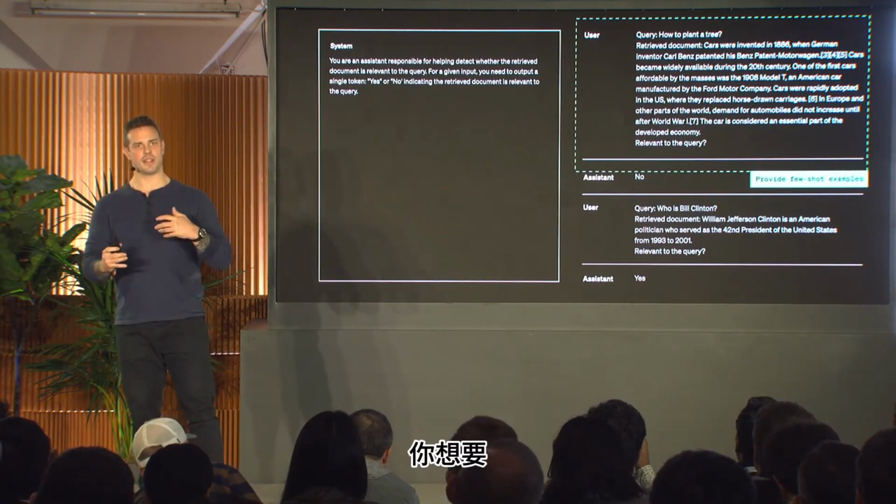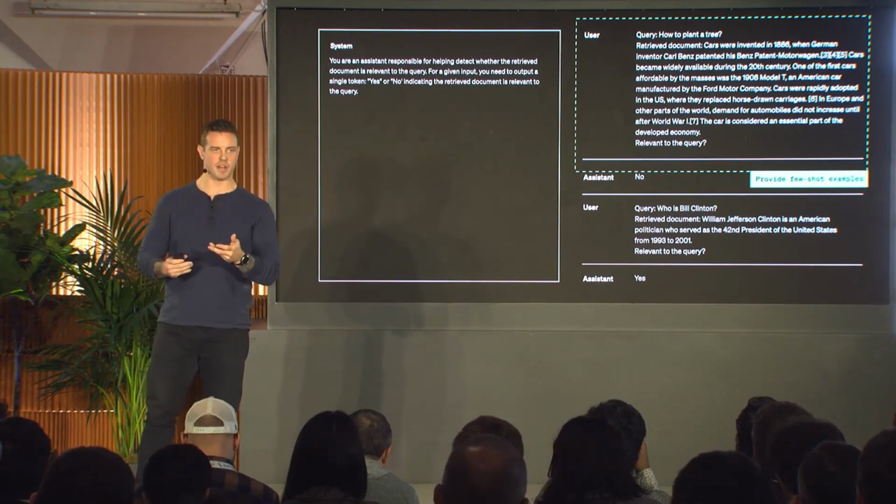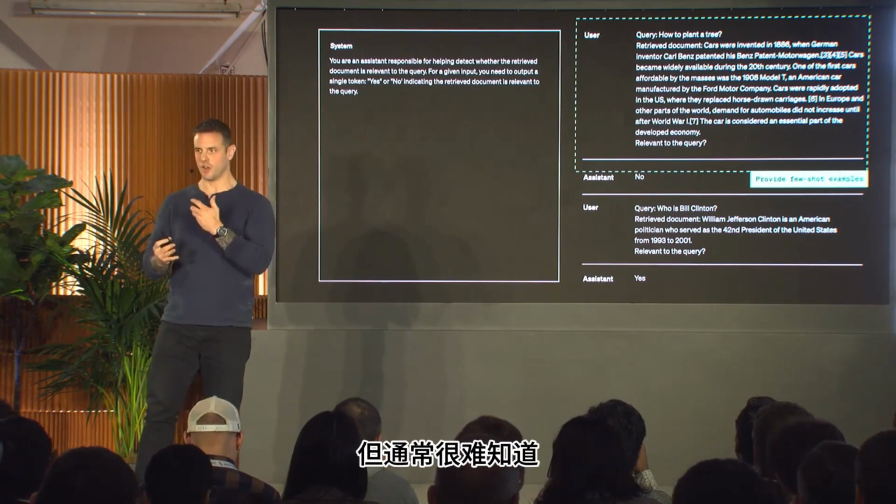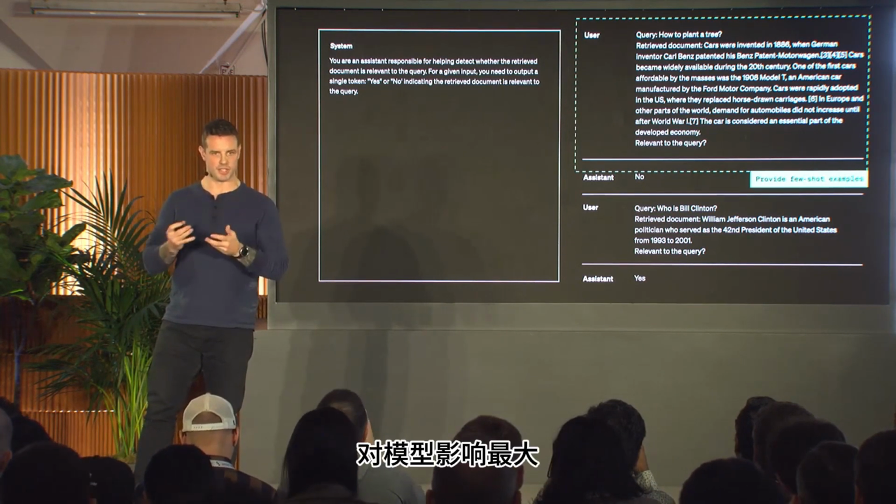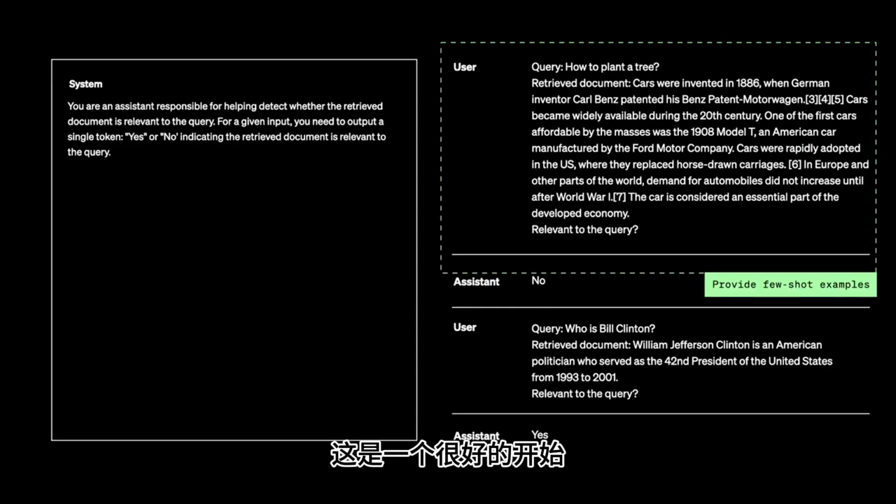So, a common next step. With prompt engineering, you're trying to tell the model how you want it to act, but often it's very difficult to know which of those tokens is actually influencing the model the most. A great way to start is by approaching it as a show rather than tell problem. So, just by providing few-shot examples, giving it input and output pairs and actually showing it the kind of behavior that you want it to have.